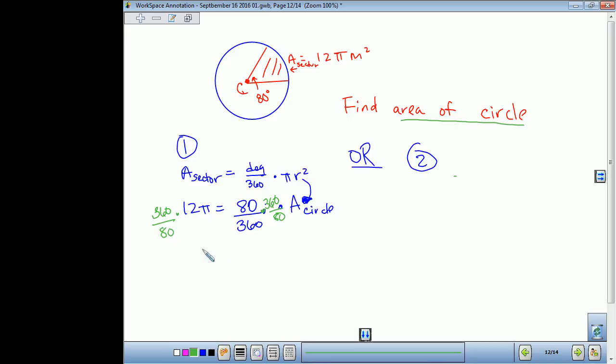Did y'all get 54 pi? And what would my units be? Square meters. Meters squared. Alright, so that's the area of the circle.